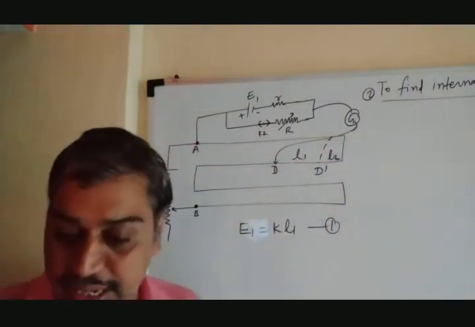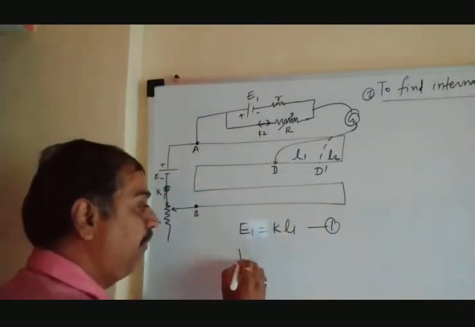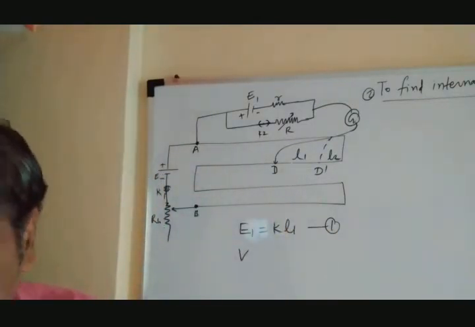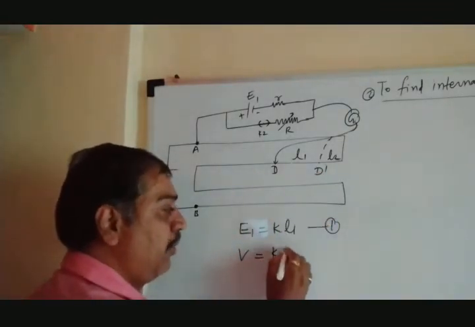Then you can write one equation here. The voltage drop across AD dash is suppose V, and the length is L2. It is K into L2.